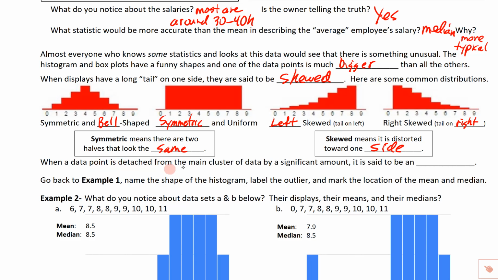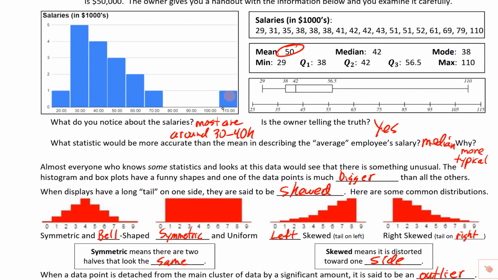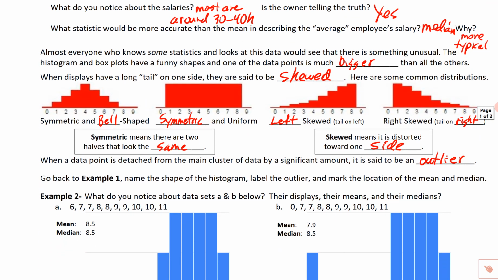Now, when a point is detached from the main cluster of a data set by a significant amount, so there's a big spread in between where most of the data is and where one particular point is, then we have a name for that. We call that an outlier. Okay, outlier. It kind of looks like on this one that this one might be an outlier. This 110, it's way away from that other set, and you can see how stretched out that top quarter of data was when we did the box plot up there.